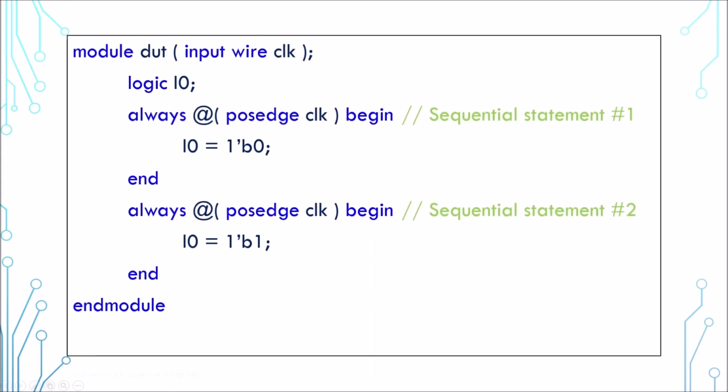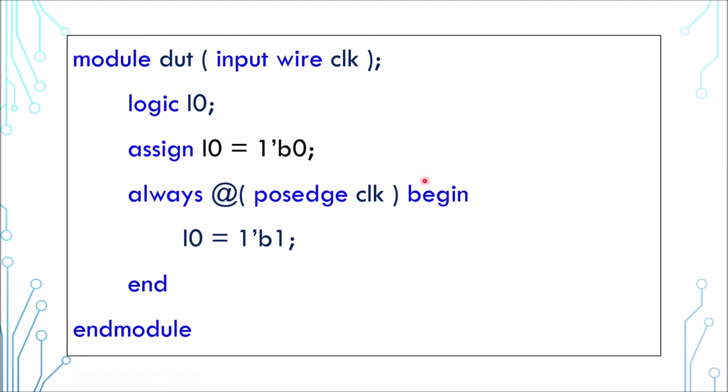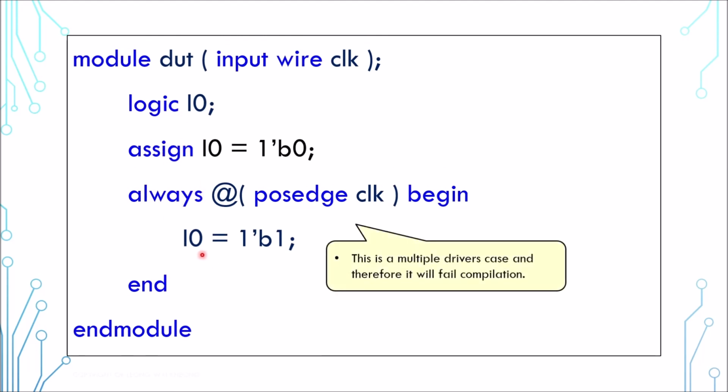Here's another example with always blocks. There are two always blocks. Each tries to drive the same signal to a different value, but similar to the initial blocks, this is also a race condition, not a multiple drivers issue. Here's another example. There is a continuous assignment and an always block. This is a multiple drivers issue. The assign statement will drive the logic at all times and thus will conflict with the always block at positive edges of clock. This will cause compilation failure.